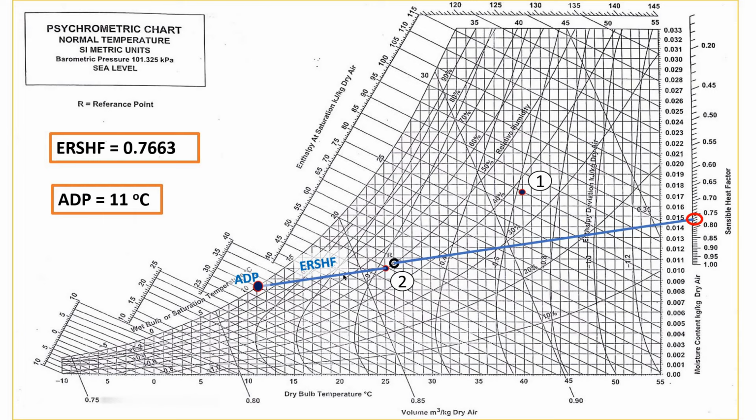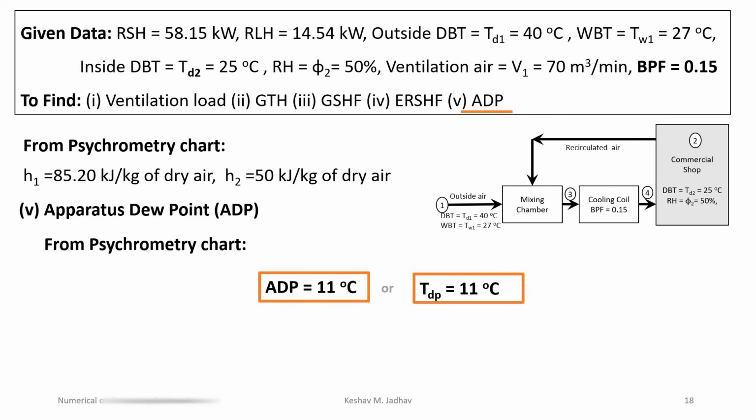So effective room sensible heat factor is the line connecting room condition and apparatus dew point temperature. From psychrometry chart, apparatus dew point temperature or TDP, that is dew point temperature, also called coil dew point temperature, is 11 degrees Celsius. So in this numerical, we have to calculate up to this only.